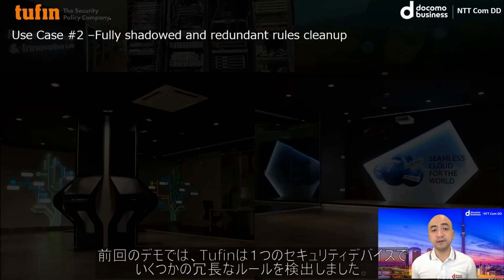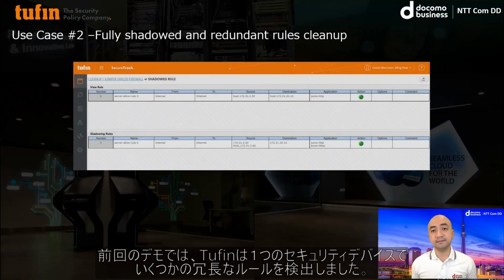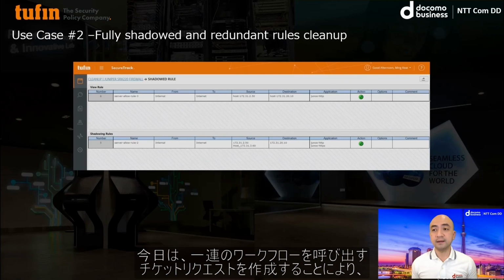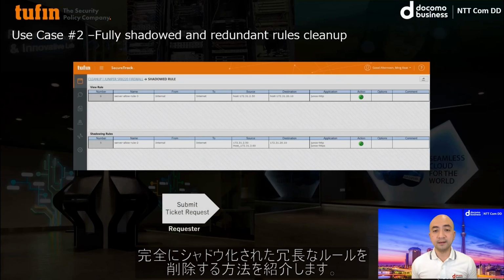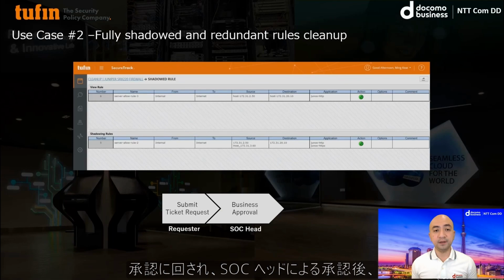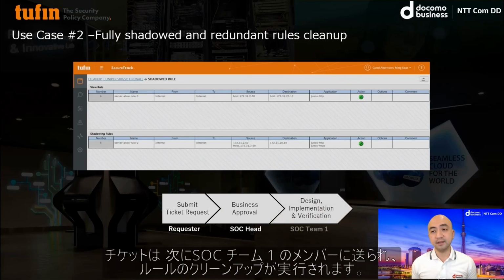In the previous demo, Tufin detected some redundant rules in one of the security devices. We are going to show you how to remove fully shadow and redundant rules by creating a ticket request, which will invoke a series of workflows. Once the ticket has been created, it will be routed for business approval, and once approved by the SOC heads, the ticket will be routed to SOC Team 1 members to carry out the rule cleanup.